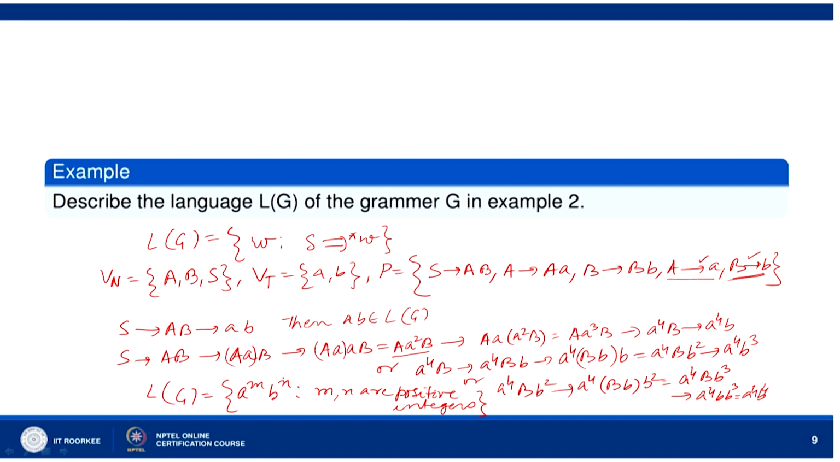Okay. So, as we have seen, ab belongs to LG. So, if both m and n are equal to 1 each, then we will have ab belonging to LG. We can also have a square b or ab square, or we can have a cube b square, like that. So, a to the power m, b to the power n are elements of LG where m and n are positive integers. So, this language of the grammar G is given by this LG.